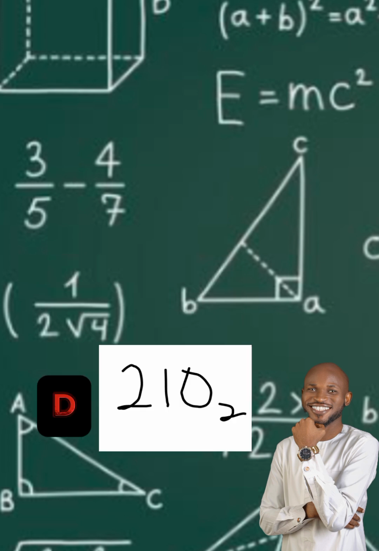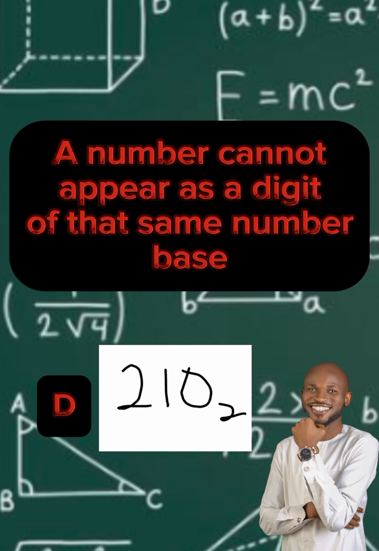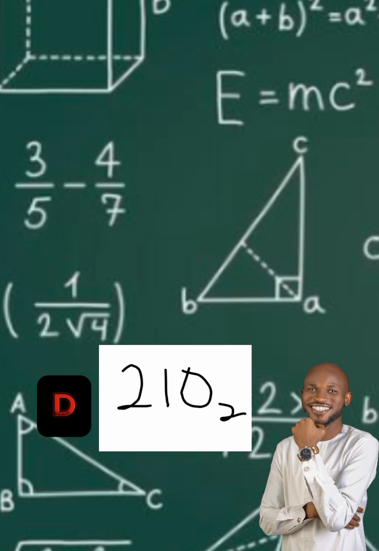Now let's check D. D, we have 210 in base 2. This is also wrong. In 210 in base 2, we have 2 as a digit in base 2. This is incorrect. It's wrong. It cannot be accepted in mathematics. So you can say it is not appropriate. It's not acceptable in mathematics.